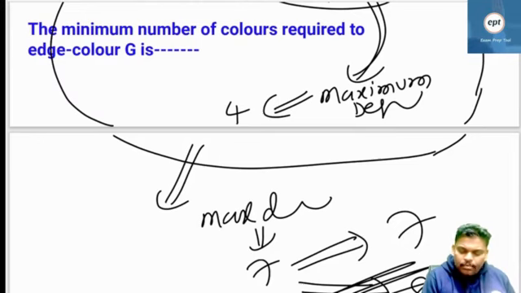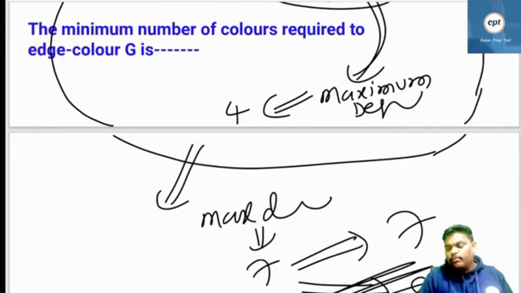Answer is always either MD or MD plus 1. Only 2 models are there. Only 2 answers. There is a debate: is it MD or MD plus 1? Kn, complete graph: n is even, MD. N is not even, MD plus 1. Next one, Cn: n is even, MD. N is not even, MD plus 1. Everywhere this is the debate. Next one, bipartite graph, only MD.